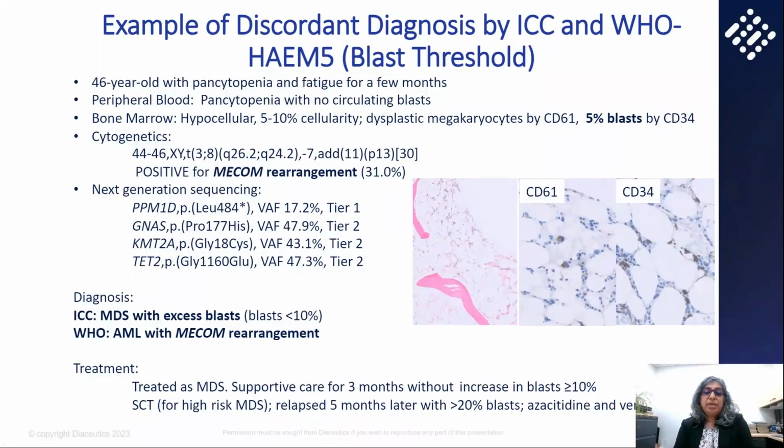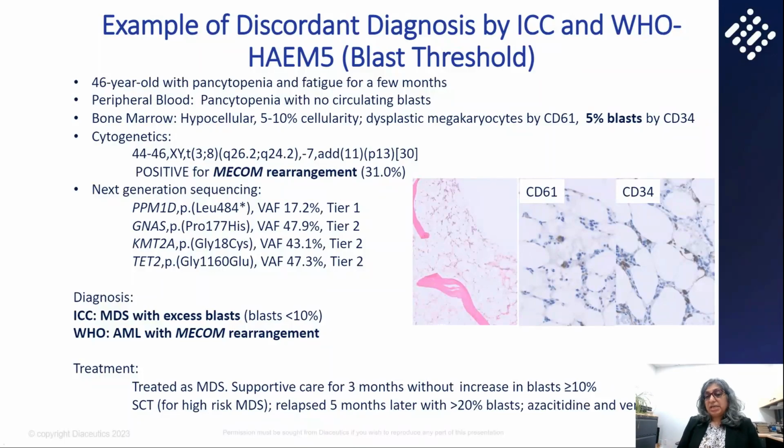So now, as I mentioned, MECOM rearrangement is included in the list of abnormalities in AML with recurrent genetic abnormalities. If we look at this case from an ICC perspective, even though we have a MECOM rearrangement, we don't have 10% blasts. So this case is still classified as MDS with excess blasts because blasts are 5% based on ICC. But based on WHO, this case is classified as AML with MECOM rearrangement. And now there's a big difference in how the two classifications will diagnose this case.